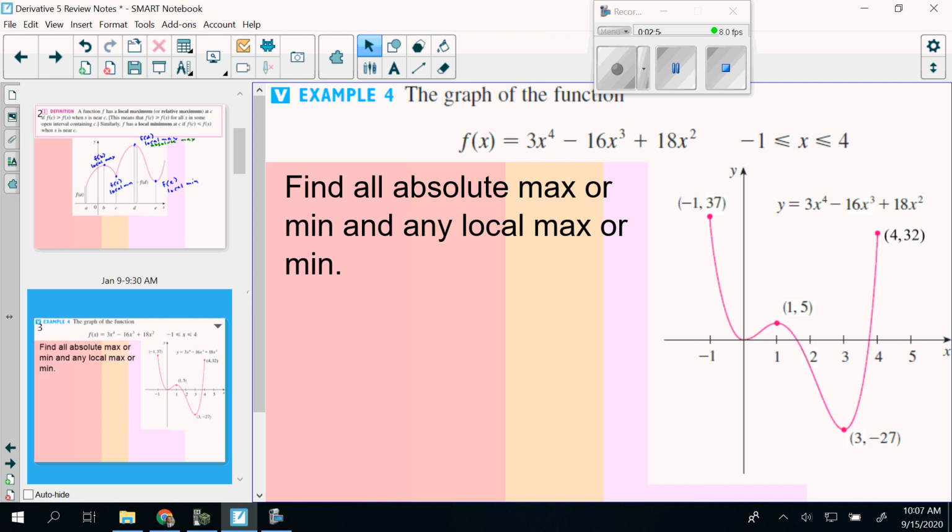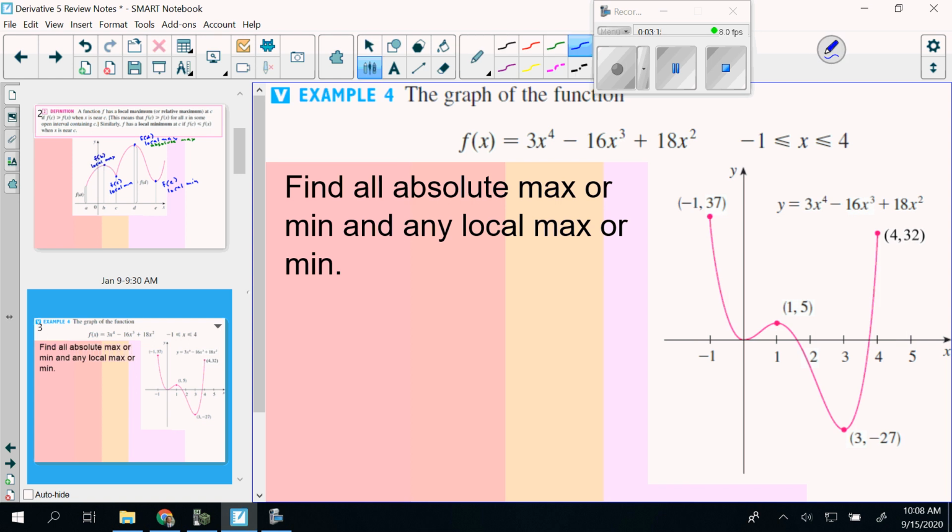All right, so in this example, they show the graph of this function from -1 to 4. They want us to find all absolute max or min values and any local max or min values. Pause the video, see what you remember from this, and see if you can pick them out, and then we'll check. All right, let's see what you got.